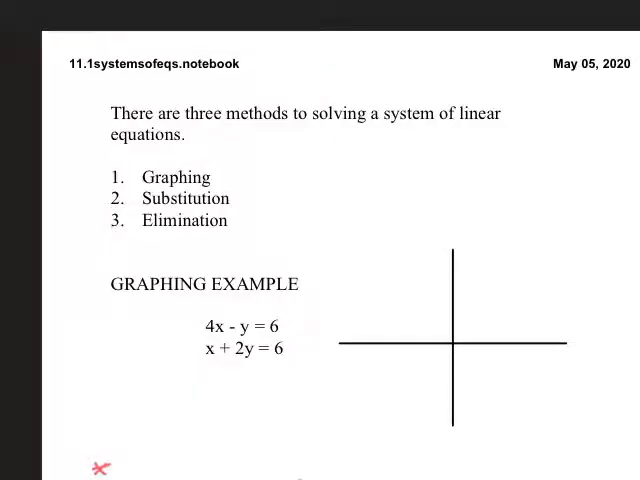All right, so there's 3 methods to solving a system of linear equations. The first is graphing, the next is substitution, and the third is elimination. Here you go, a graphing example. Go ahead and pause the video, graph both equations, and try and find the solution to the system. Note, if you use graph paper, you'll have a better chance of success. The graphing process is sometimes not as good, especially if you have non-integer answers. But go ahead and try it now.